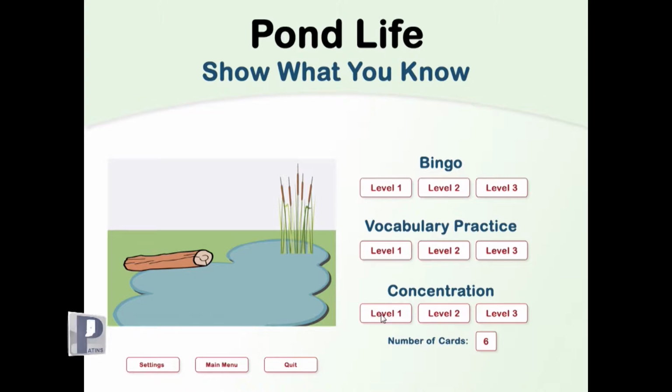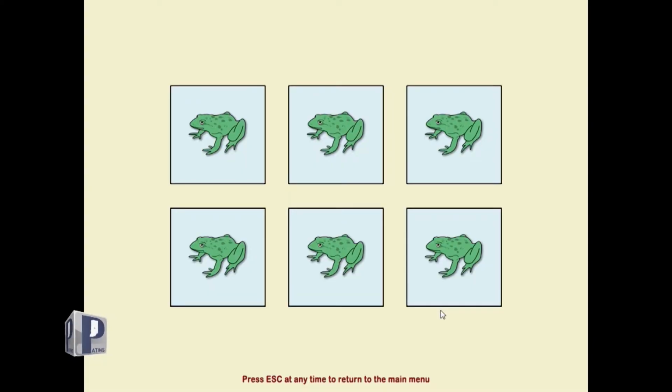The concentration levels, you'll see at level 1, you're going to be pretty much matching object to object, picture to picture. When we get into level 2, you're going to start to match the picture to the vocabulary word. And then level 3 is going to be dealing with vocabulary. Concentration. So this is find the 2 that are the same, the vocabulary words from my story.